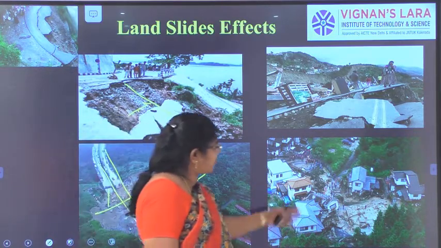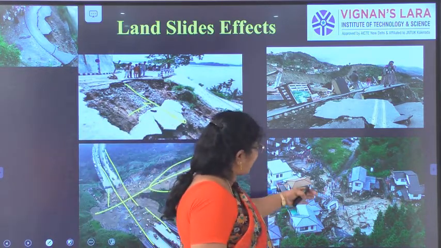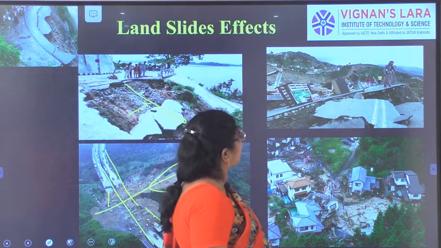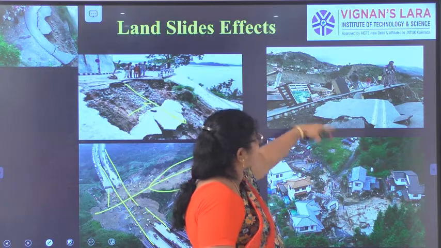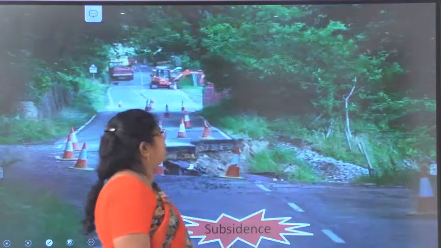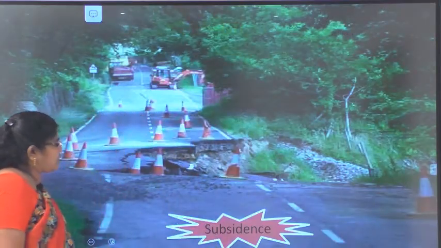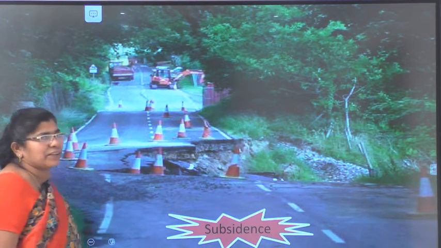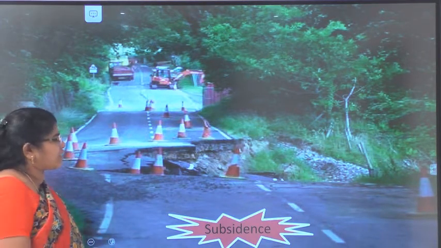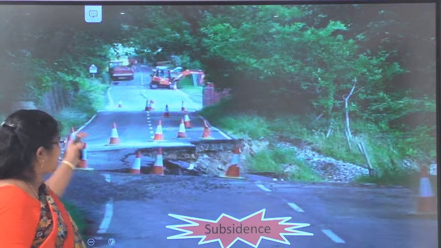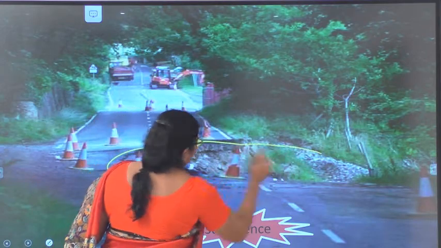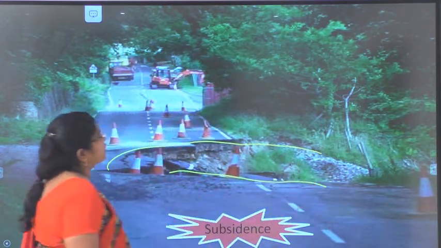Here the whole area has been damaged. So many houses, everything has been damaged. You can see the debris falling on the road everywhere. This is mainly because of the subsidence effect. Subsidence is the underground effect where the soil becomes very loose. This mainly happens when there is heavy rain. And you can see the washing of the entire area here.